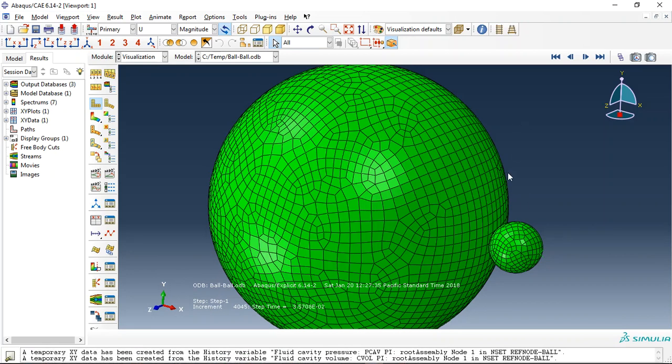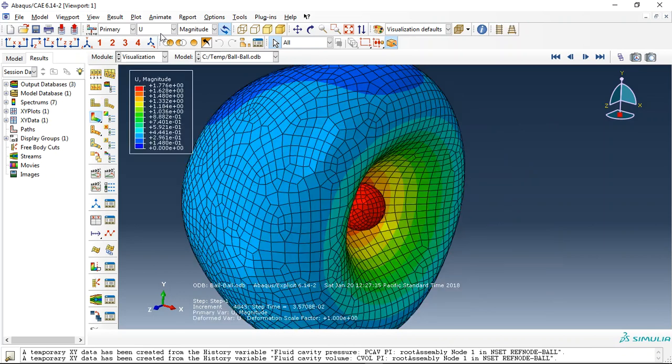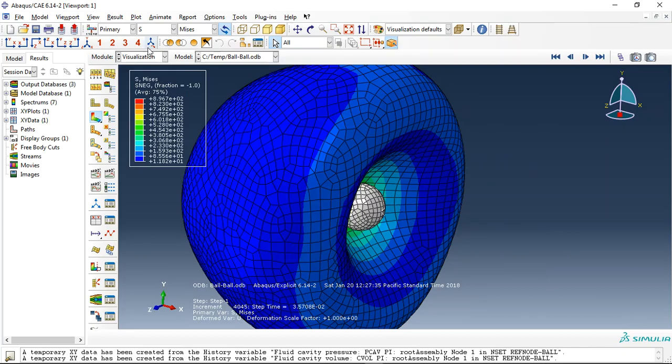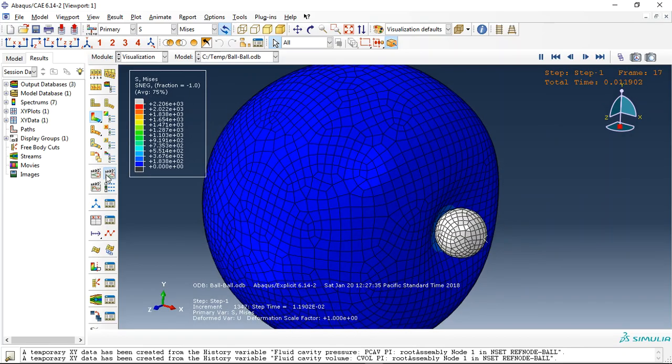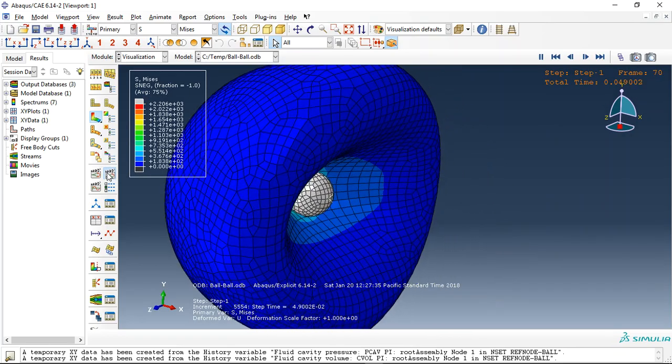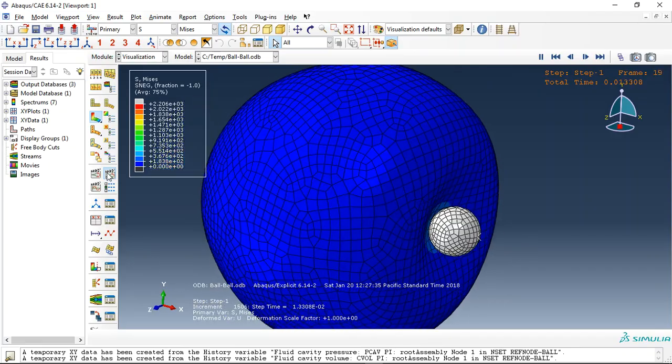Today I created a model of rigid impact to the balloon filled with air based on fluid cavity model. Click here and for instance use a stress. This is the process, like an airbag.